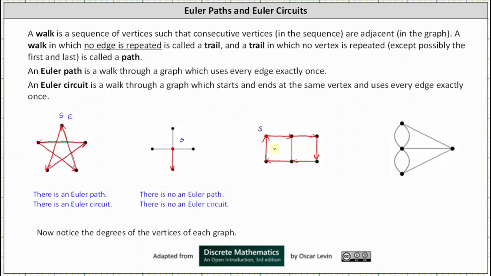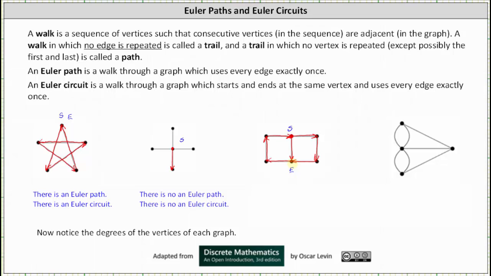Again, that doesn't mean the graph doesn't have an Euler path or Euler circuit. We can try starting from a different vertex. So let's try starting with one of the vertices that have an odd degree. Let's say this middle vertex here. And let's start the walk. Let's go right, down, left, left, up, right, down, and now we end the walk.